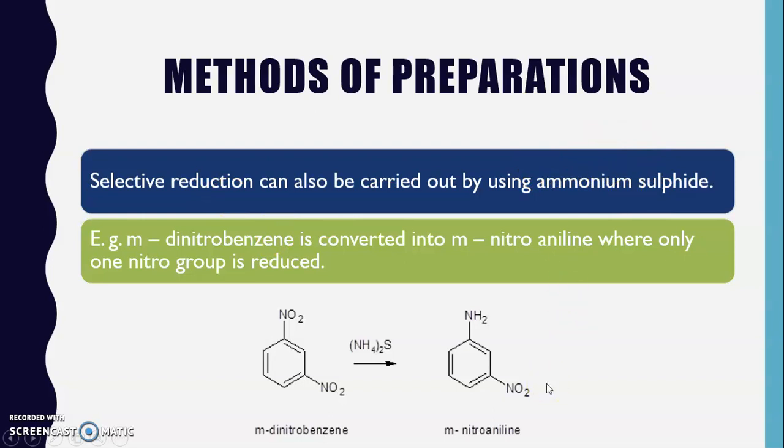So this method is also useful when we want to carry out the reduction of only one nitro group when multiple nitro groups are present in the given structure. So this is about the first method. This is the commonly and widely used method for the preparation of the aromatic amines.